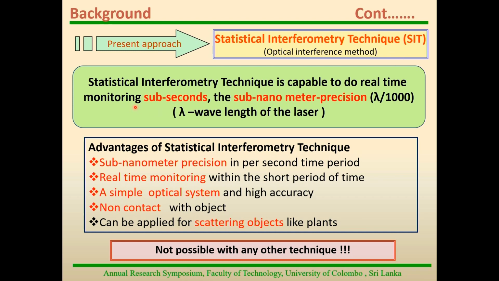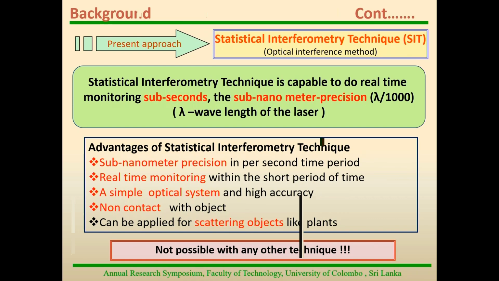This technique is capable of real-time monitoring in sub-second at sub-nanometer precision. So we can have the following advantages about the SIT. As I mentioned earlier, we can do sub-nanometer precision per second. We can do real-time monitoring over a very short period of time. It is a very simple optical system with high accuracy, and we can do measurement in non-contact with the object, and we can apply it to scattering objects like plants. Those are the main advantages of the SIT.